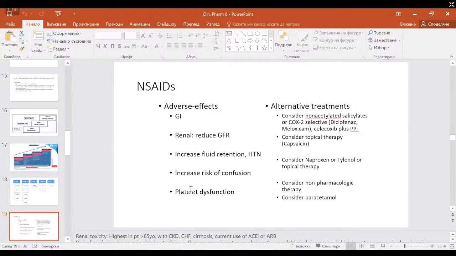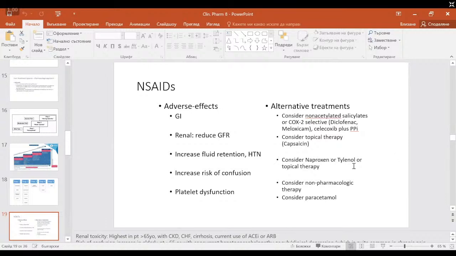And also NSAIDs, because they inhibit COX-1 and COX-2, if you remember, cyclooxygenase, this enzyme, it can cause platelet dysfunction due to thromboxane A2 inhibition. Some examples of NSAIDs, also we have COX-2 selective NSAIDs like celecoxib. We have meloxicam, also acetylsalicylic acid, and naproxen also is a very important NSAID to be aware of.